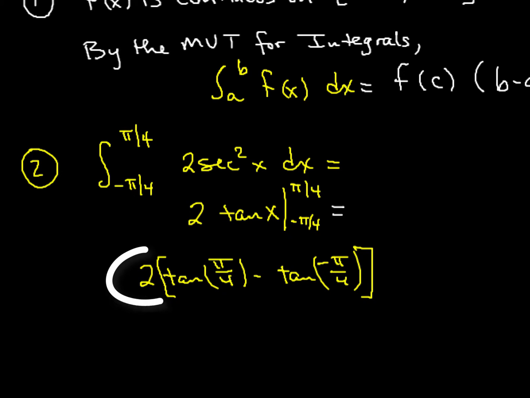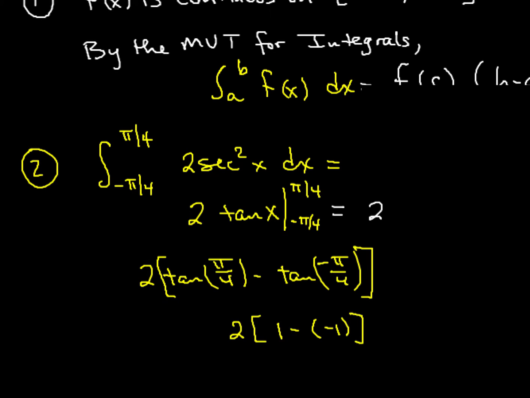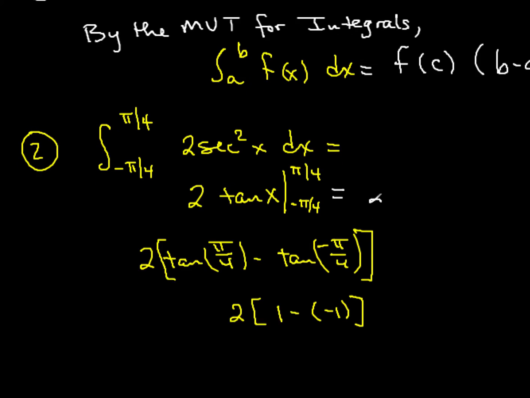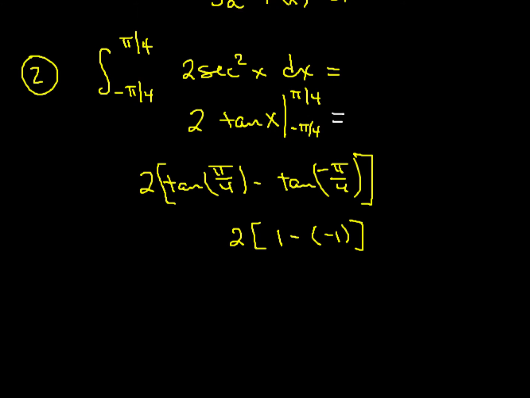I'm going to pull out the 2, since that's a constant. That way I'll just evaluate tangent of pi over 4 minus tangent of negative pi over 4. When I do that, I get 2 times the quantity of 1 minus negative 1, and doing our arithmetic, we know that gives us a value of 4. So that's the left side right there.